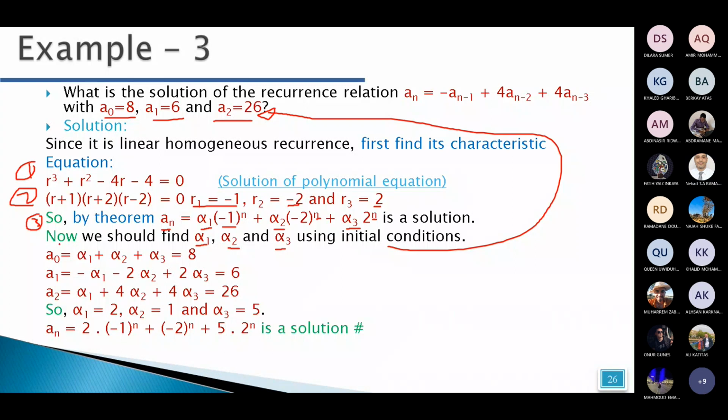Just use this initial condition, a_0, for this equation. It equals 8. From here we get it. a_1 equals 6 from here, and we apply it to the equation. Finally, you will get the values of alpha 1, alpha 2, alpha 3 by solving these 3 equations.